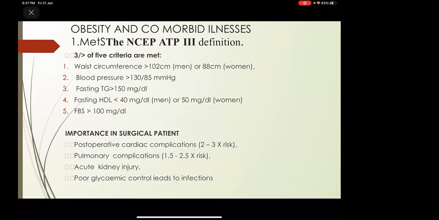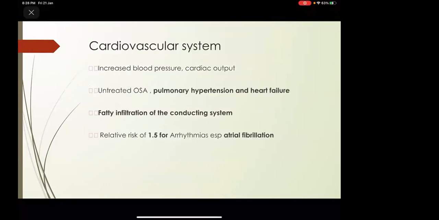Now, it is important to know because these patients have a higher risk of postoperative cardiac and pulmonary complications. They have poor glycemic control. In fact, most of them are associated with type 2 diabetes, which may lead to postoperative infections in them. Obese patients may have increased blood pressure, or if OSA is untreated, they may have pulmonary hypertension and signs of heart failure. Also, fatty infiltration of the conducting system makes them prone to arrhythmias.